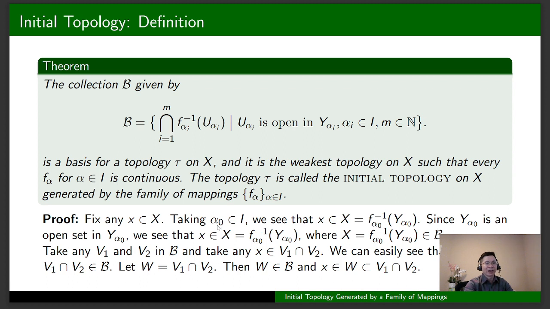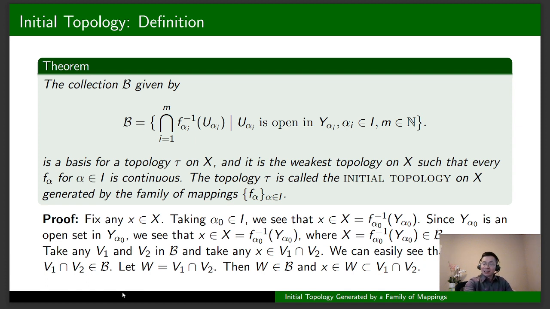So we're going to take any alpha_0 in I and see that x belongs to the inverse image of Y_alpha0 under f_alpha0, which is X because f_alpha0 is a function. This is always true. And because Y_alpha0 is an open set in the topological space Y_alpha0, we see that x belongs to this set, and this set is an element of B by its definition. In this case, m is equal to 1. So the first condition of the theorem I mentioned is satisfied.